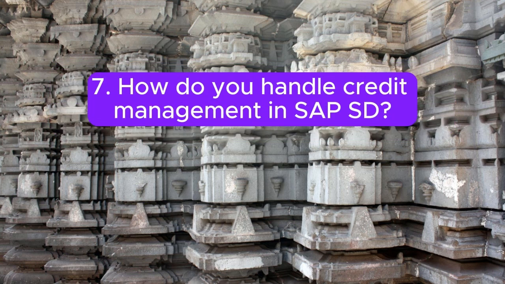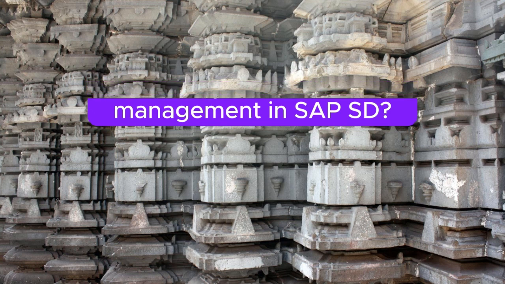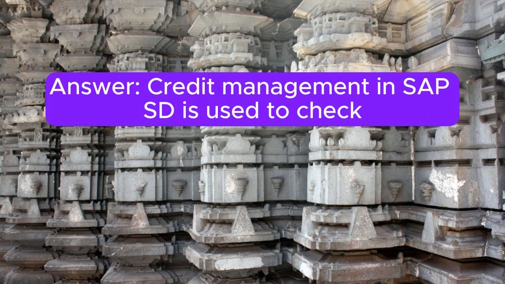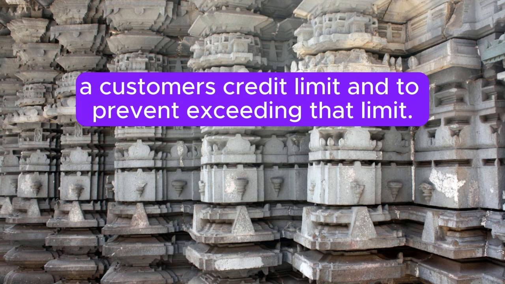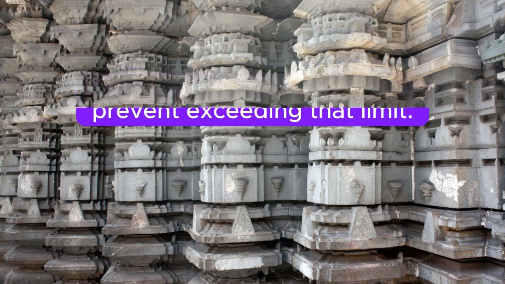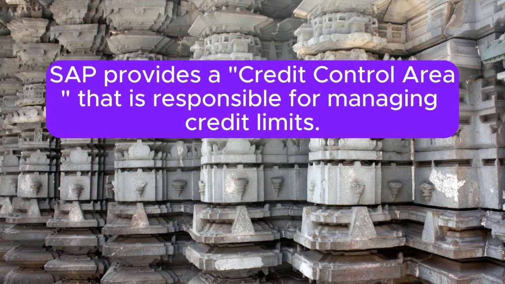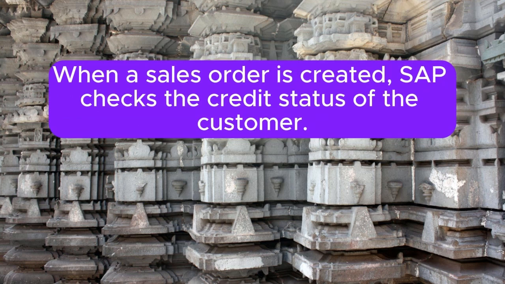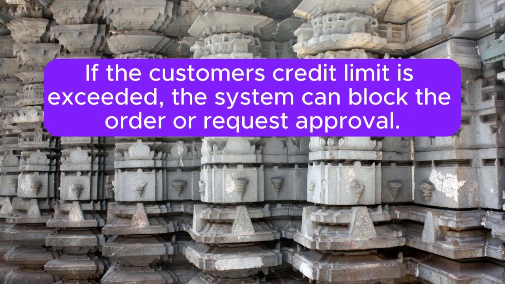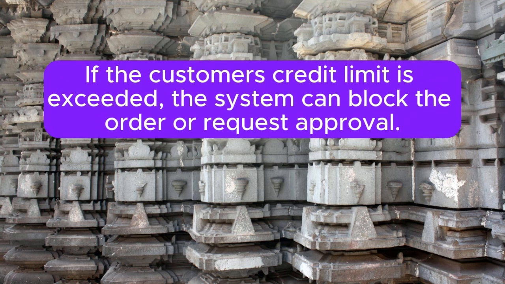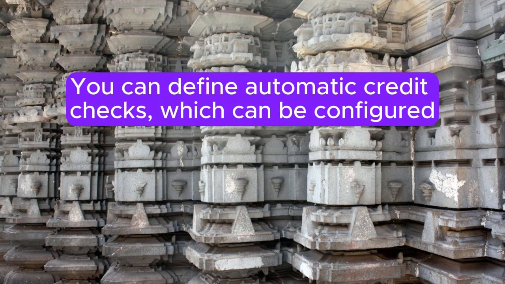7. How do you handle credit management in SAP SD? Answer. Credit management in SAP SD is used to check a customer's credit limit and to prevent exceeding that limit. SAP provides a credit control area that is responsible for managing credit limits. When a sales order is created, SAP checks the credit status of the customer. If the customer's credit limit is exceeded, the system can block the order or request approval. You can define automatic credit checks, which can be configured.